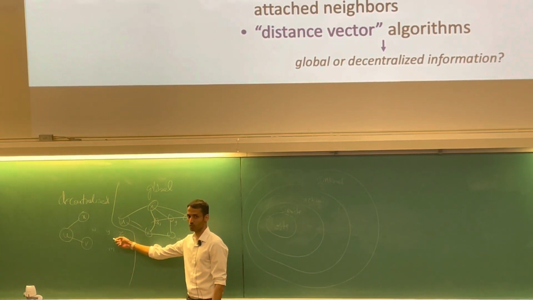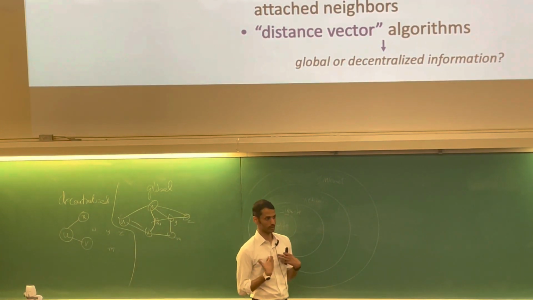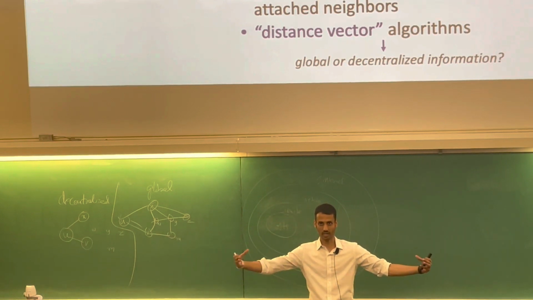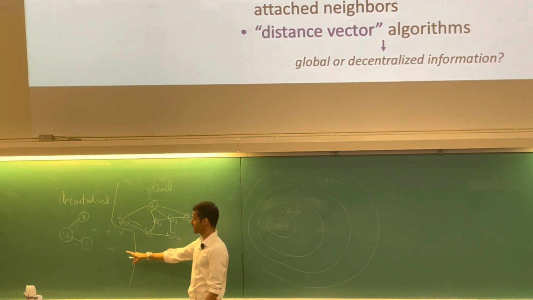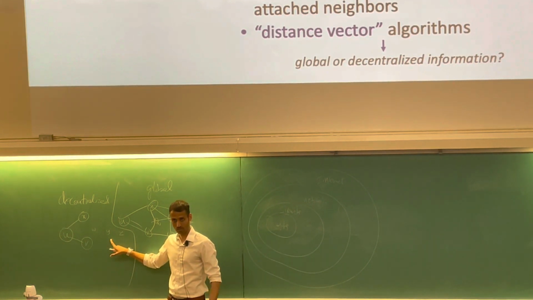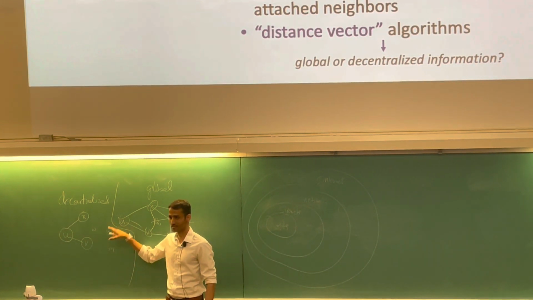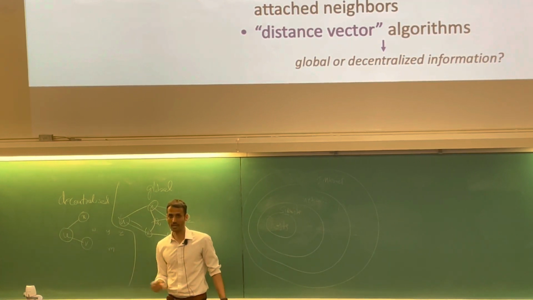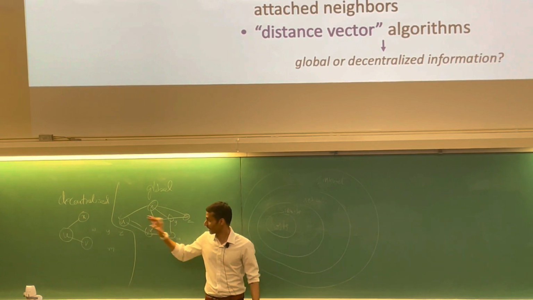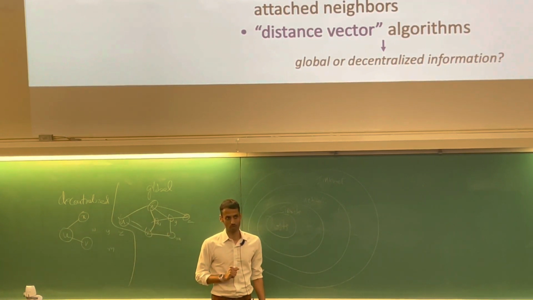In the decentralized world, this is your view. Each node is aware only of its immediate neighbors and the costs on those links. It knows of the existence of all the other nodes in the network, but it doesn't even necessarily know the topology of the rest of the network, let alone costs on the other edges. That's your decentralized view. Okay?